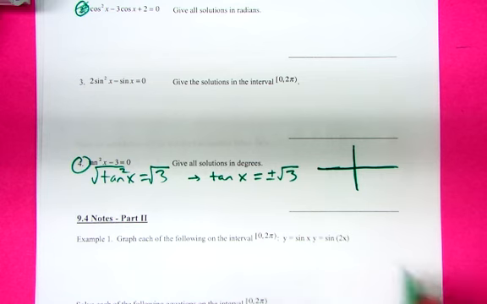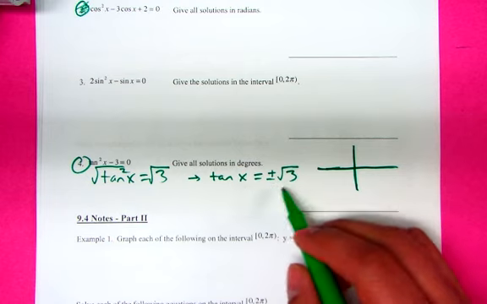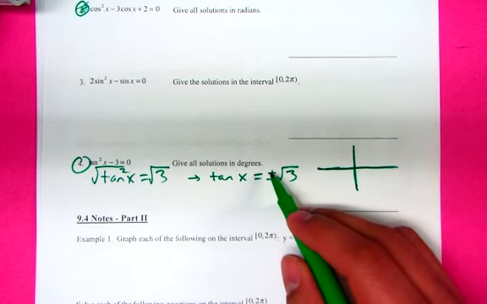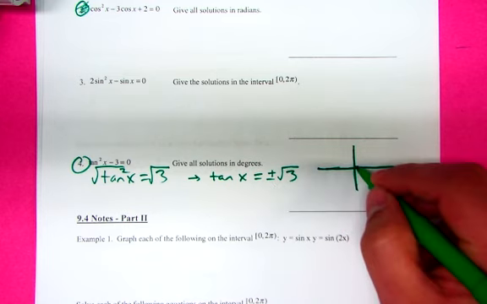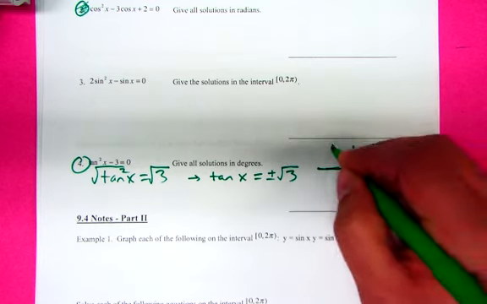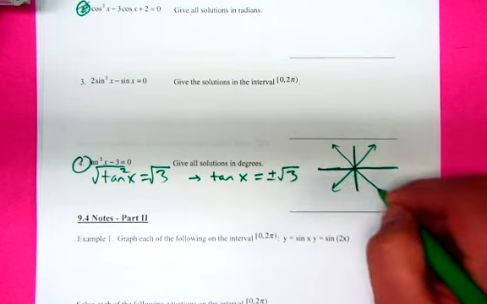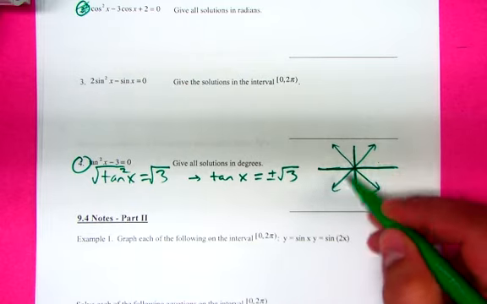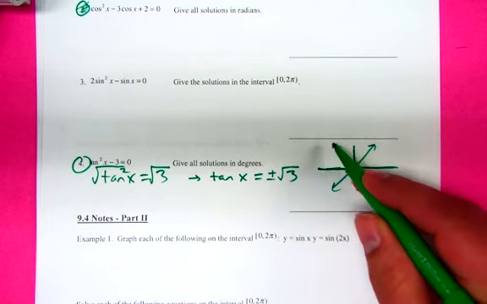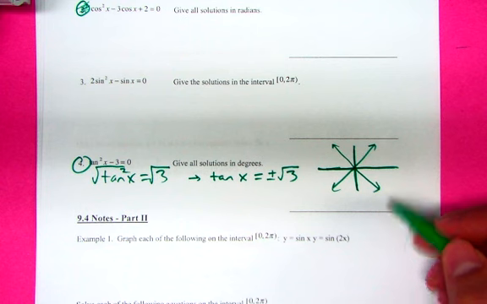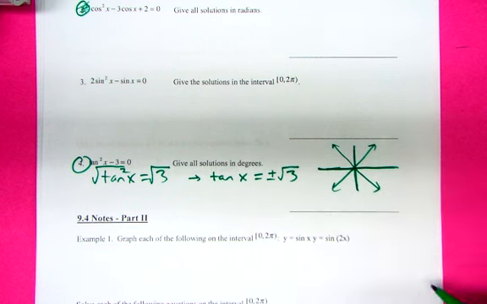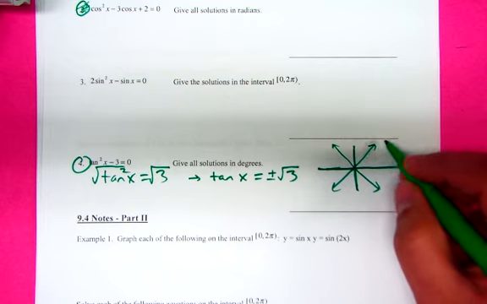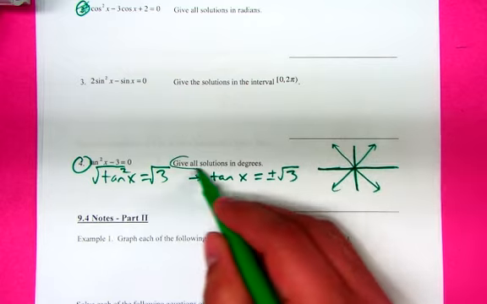Okay? All right, so for this one, the tangent can either be positive or negative, so that means every quadrant, right? Because the tangent will be positive in quadrants 1 and 3, negative in quadrants 2 and 4. So then our job is basically, let's just find this first one. It says degrees, right?